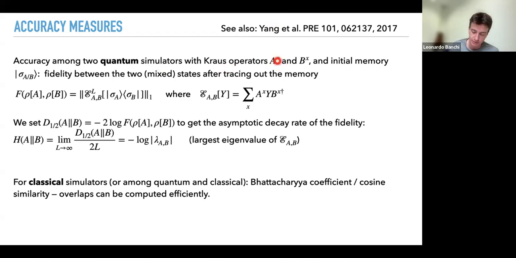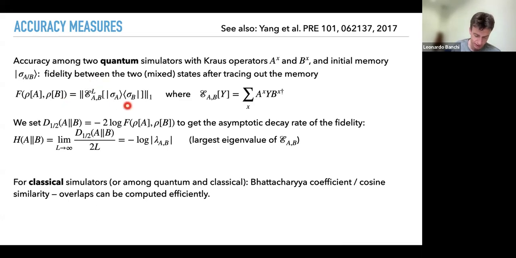So one with cross operator A, the other one with cross operator B, and an initial memory, which is this sigma. So I can basically study the fidelity between the two mixed states after tracing out the memory. I call this rho the state after tracing out the memory, and similar for B. So this is the fidelity between two mixed states which are written in the matrix product state form. And there were known techniques to do that.